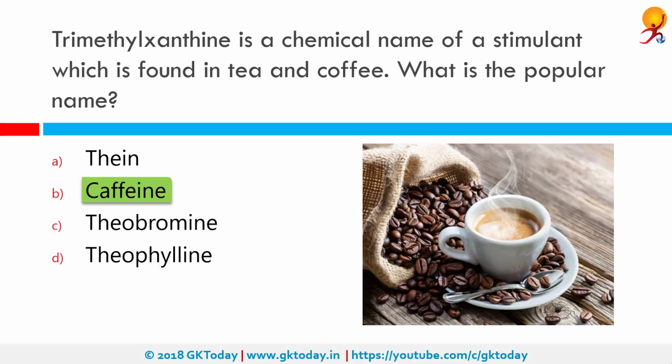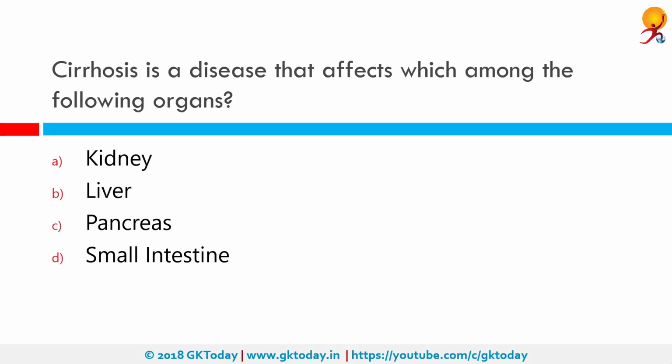Caffeine is a central nervous system stimulant of the methylxanthine class. It is the world's most widely consumed psychoactive drug. Caffeine is an alkaloid, which means that it contains mostly nitrogen atoms. Morphine and nicotine are also common alkaloids.